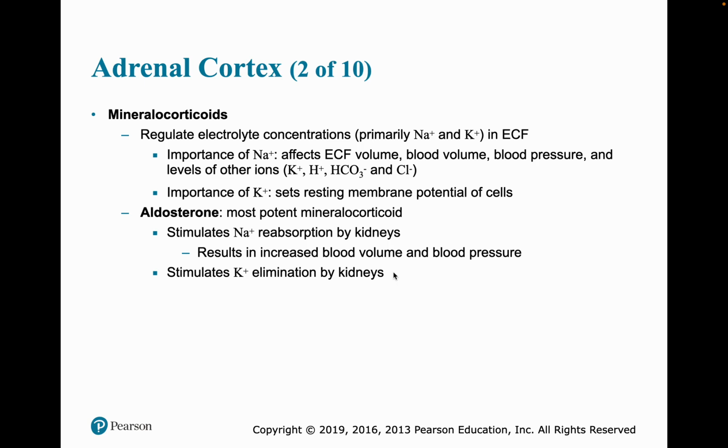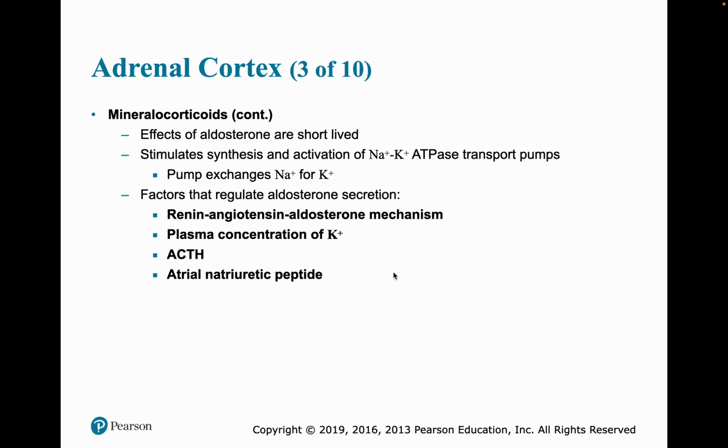Aldosterone is the most potent of these mineralocorticoids. It stimulates sodium reabsorption in the kidneys and results in increased blood volume and pressure. It also stimulates potassium release by the kidneys. Effects of aldosterone are short-lived, but it does stimulate the synthesis and activation of a sodium-potassium ATPase transport pump, and that pump exchanges sodium for potassium.